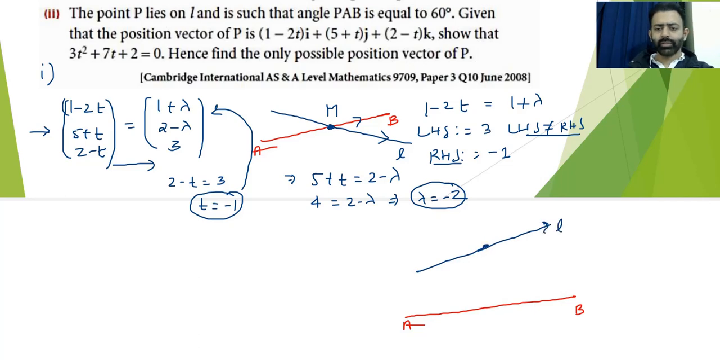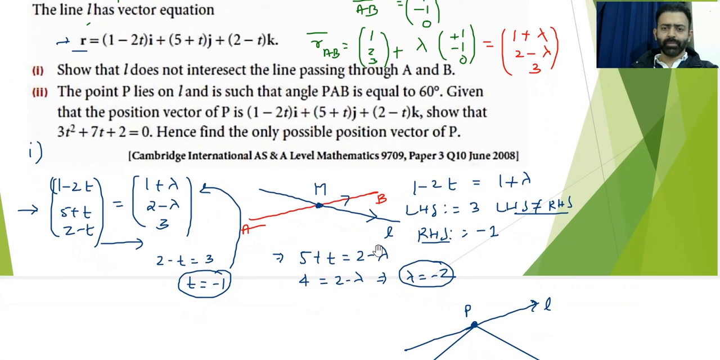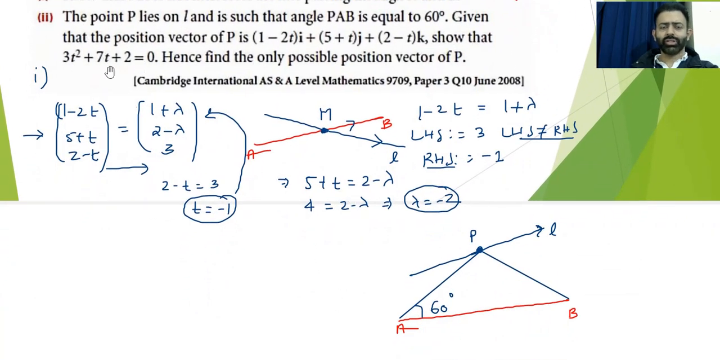Okay, and this is point P such that this is PA and this is PB, and angle PAB is equal to 60 degrees. This angle is 60 degrees. It says that given the position vector of P is 1 minus 2t, since it is lying on line L, it will be of the type of line L: 1 minus 2t, 5 plus t, and 2 minus t. We have to show that this equation holds true.